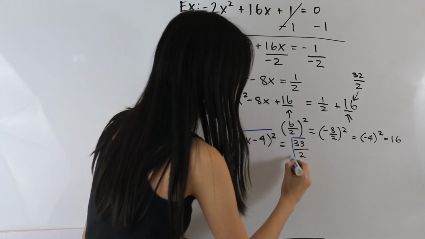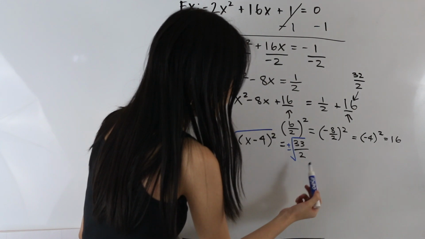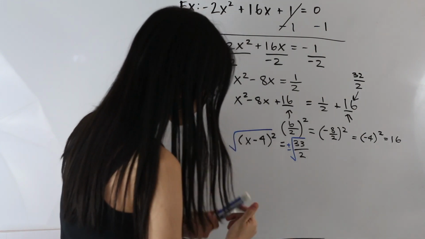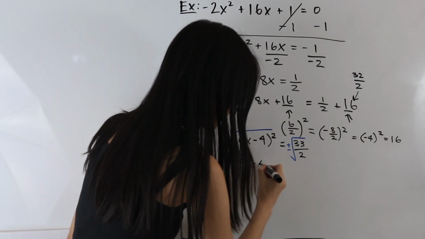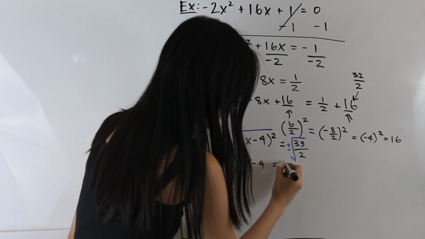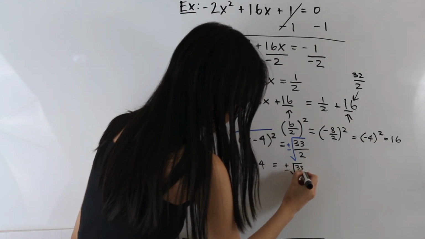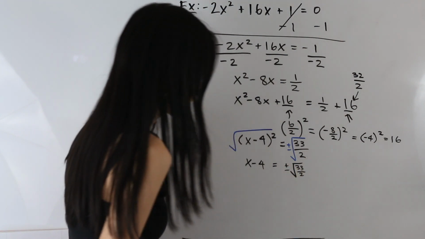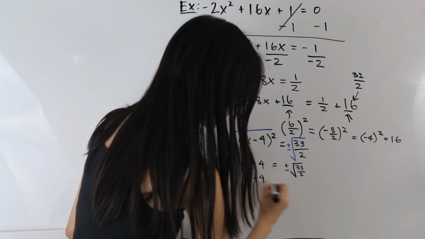Again, do not forget the plus or minus sign on the side where you take the square root of the constant term. So we end up with x minus 4 is equal to plus or minus the square root of 33 over 2. Now we want to solve for x. So let's add 4 to both sides.